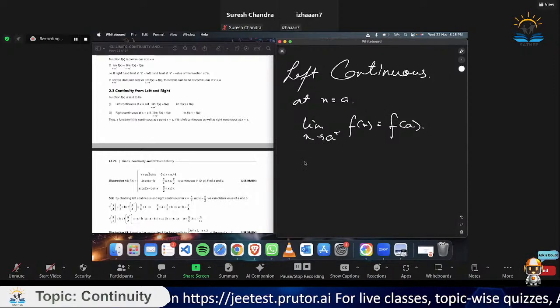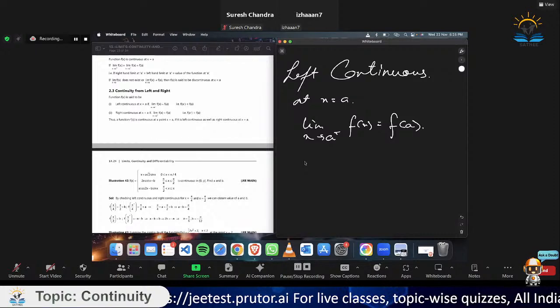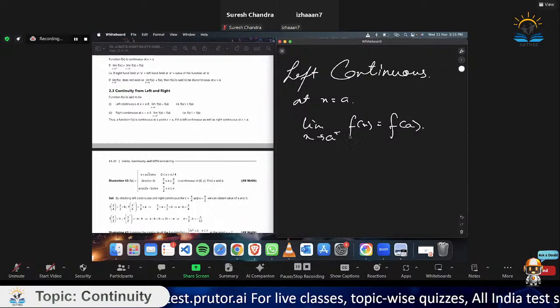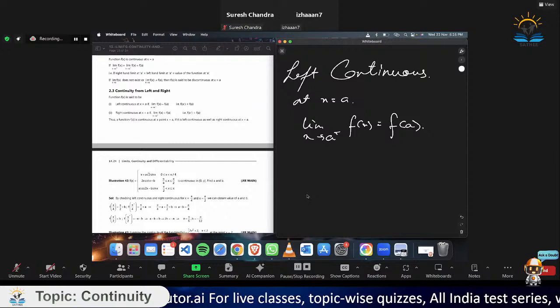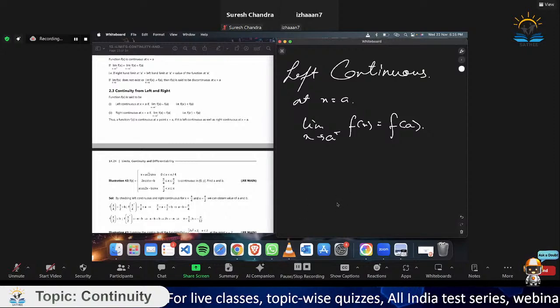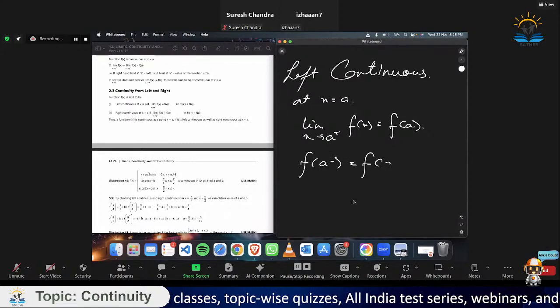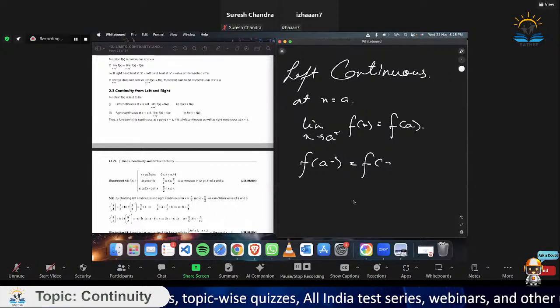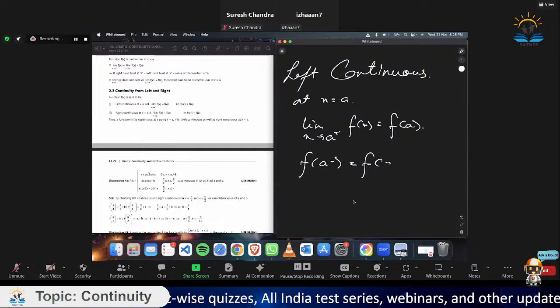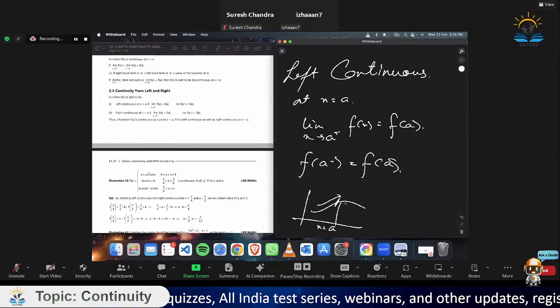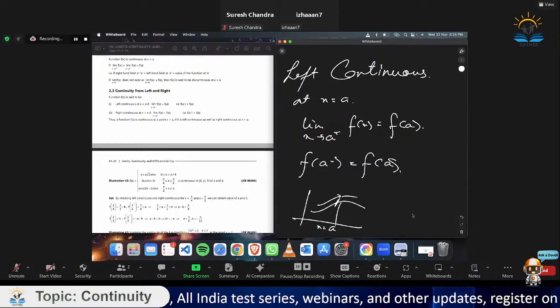Got this one, right? Like this is the graph, this is x is equals to a. So I'm moving from the left hand side, you stopped right here. Okay. So if you stop right here, you'll get a value for f a minus, and at this point you'll get a value for fa. So these both should be equal. This is the meaning of left continuous.